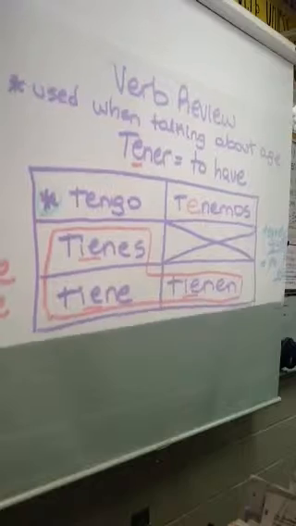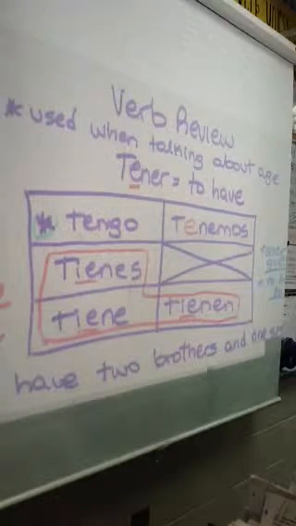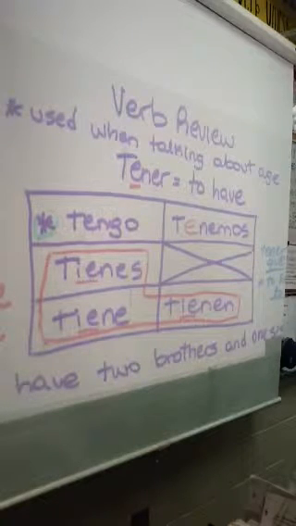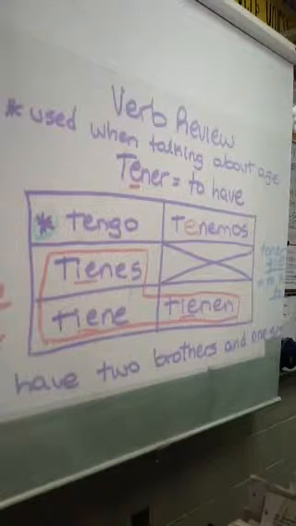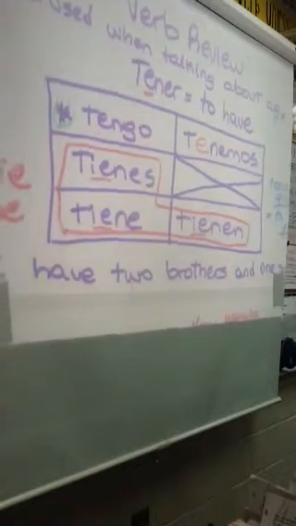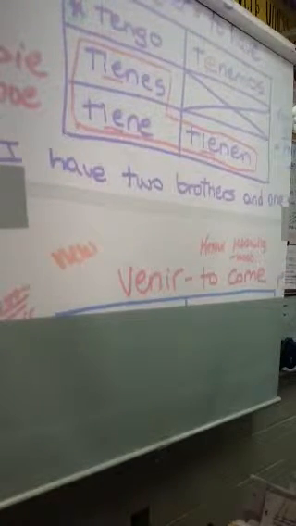How would I say I have two brothers and one sister? Yo tiene dos. Tengo dos hermanos y una hermana. Good. Okay. So I just wanted to show you that you already know about tener. Same thing applies to venir. Venir is the verb to come.